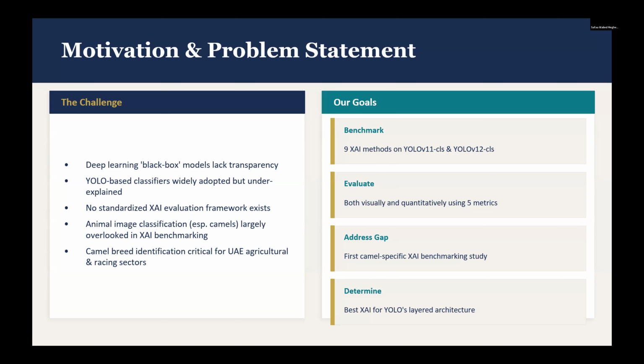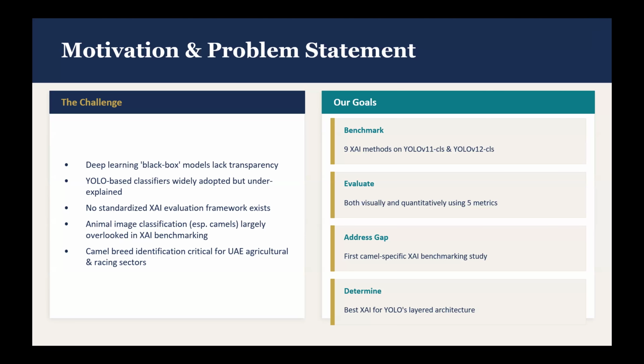We found that there are no standard XAI benchmarks for animal imaging, in the context of animals or the UAE. There are other benchmarks available, but not on any animal datasets.